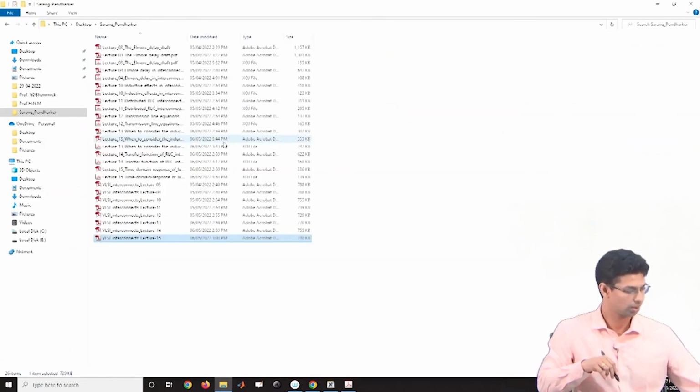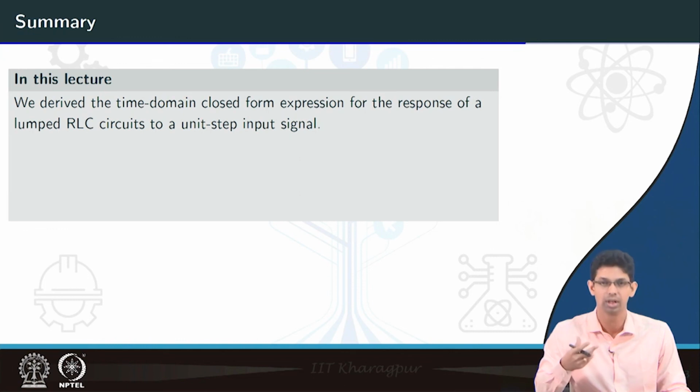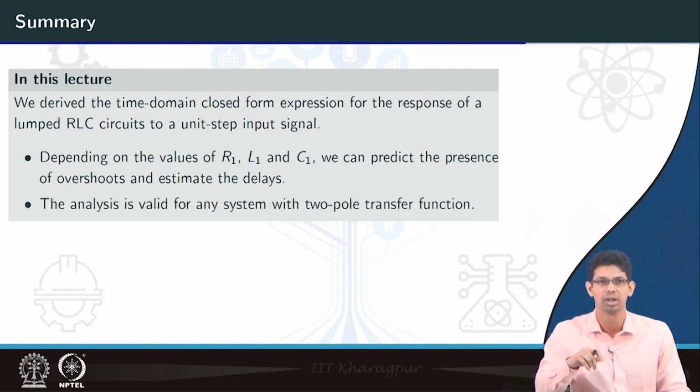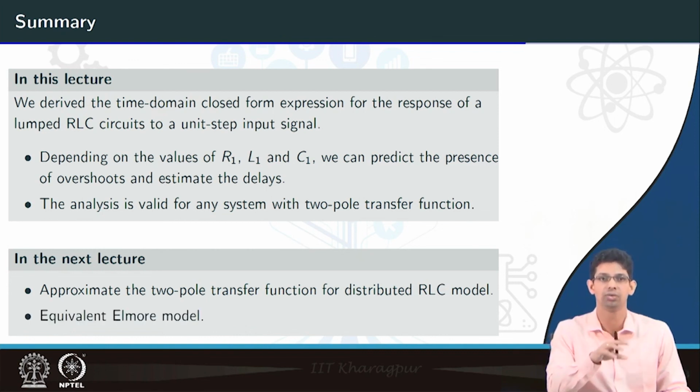So to summarize, today we derived the time domain closed form expression for a lumped RLC circuit. We saw that depending on the values of R1, L1 and C1, we can predict the presence of overshoots and also get an estimate of the delays, and this analysis is valid for any system with a two-pole transfer function. So, in the next lecture we will approximate a two-pole transfer function for a distributed RLC model, and we will take the specific case of what is called the equivalent Elmore model.